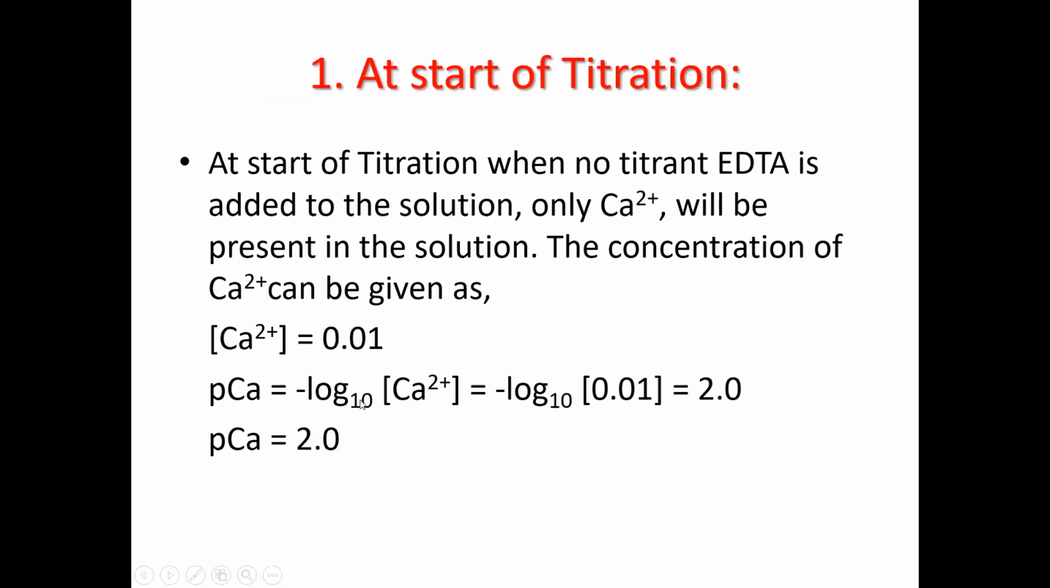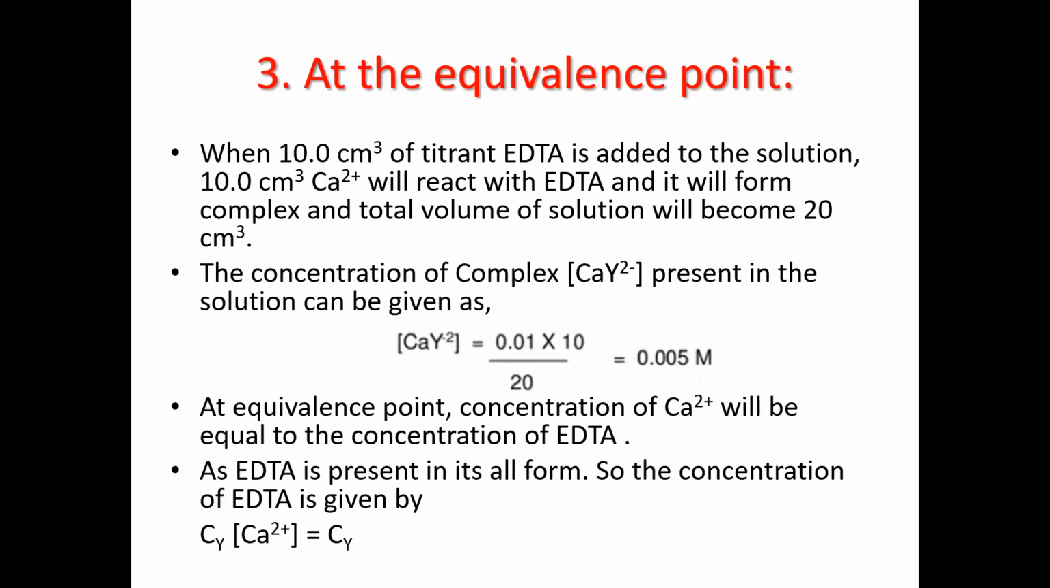Sorry, I'll take that again. When you start your titration, only calcium ion is present, because you've not added your EDTA. So before you run your EDTA, only calcium ion is present. At that particular point in time, you have just the molarity of your calcium, which is 0.01. So you can find your pCa, which is the negative log of the molarity of your calcium ion, and that is going to be 2.0. The negative log of 0.01 is 2.0.